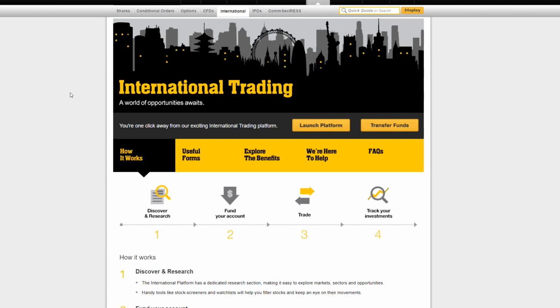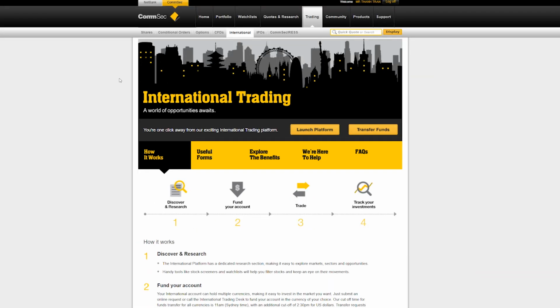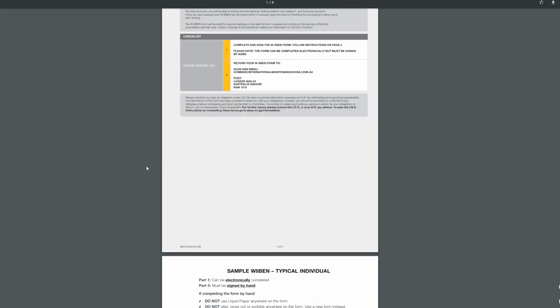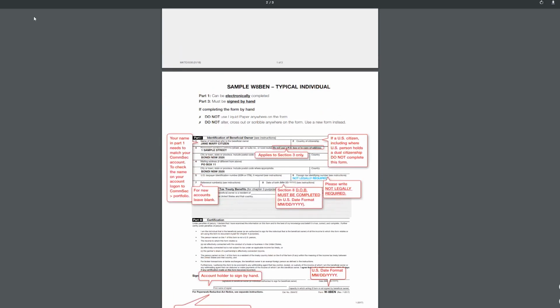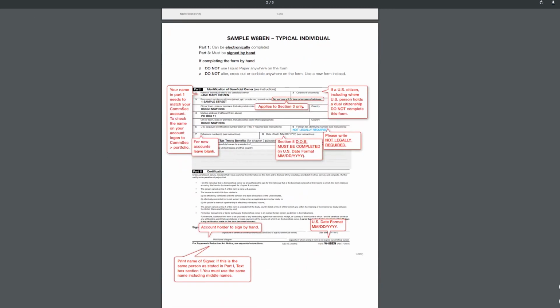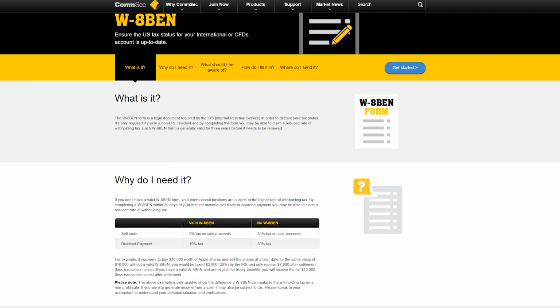Alright guys, so this is the Commonwealth Bank International Trading Platform. It is slightly different to the platform you use to buy Australian stocks. As I mentioned, you will have to complete something known as a W-8 BEN form, which is this form here, regardless of which bank or broker you go with. So what is a W-8 BEN form?